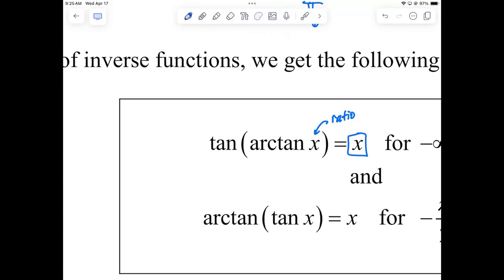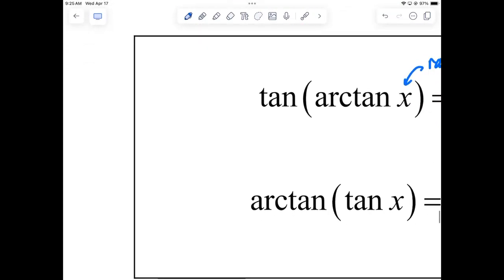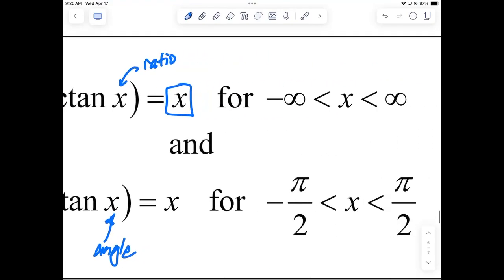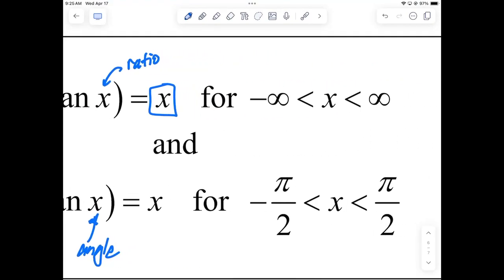Speaking of cuidado, if we start with an angle and we take the arctangent of the tangent of that angle, it may or may not be x. It depends on where that angle that we start with lives. If it lives in the PVR, we're good. What's the PVR of arctangent? Negative pi halves to pi halves, non-inclusive.